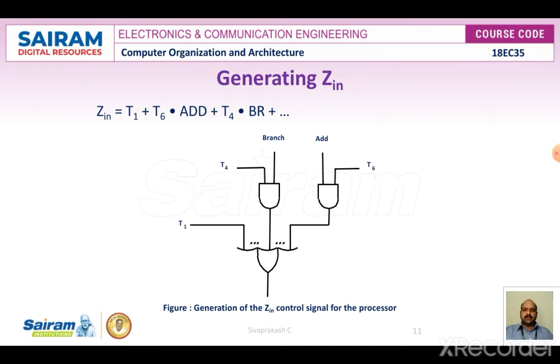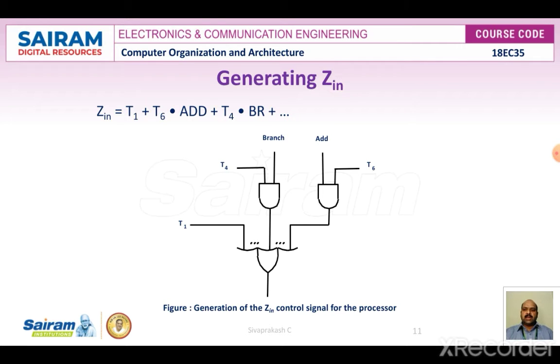Let's discuss the generation of the signal Z-in. The diagram I've shown here consists of an AND gate and an OR gate. Z-in is equal to T1 plus T6 times add, plus T4 times BR (the branch instruction), plus so on.